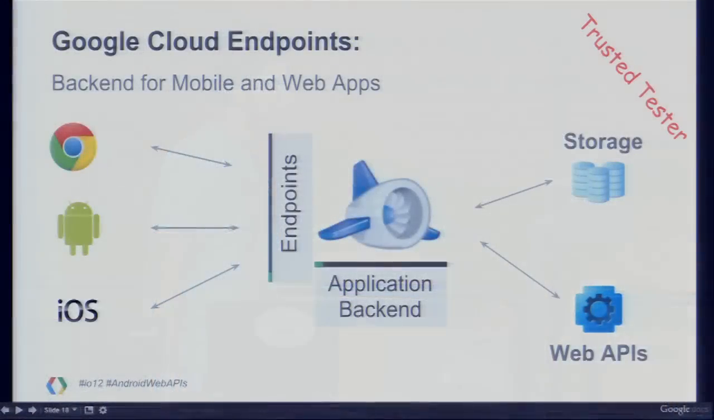So what is Google Cloud Endpoints all about? Google Cloud Endpoints is the ability to easily develop code on a mobile backend, that's App Engine, and consume it across multiple platforms, Android being one of them. You can consume it from an iOS platform. You can also consume it from any browser out there.